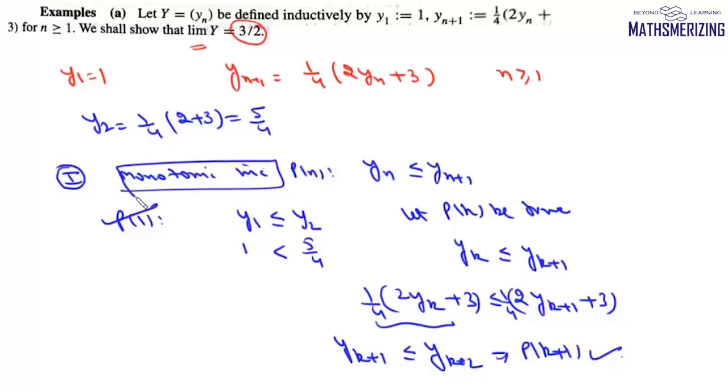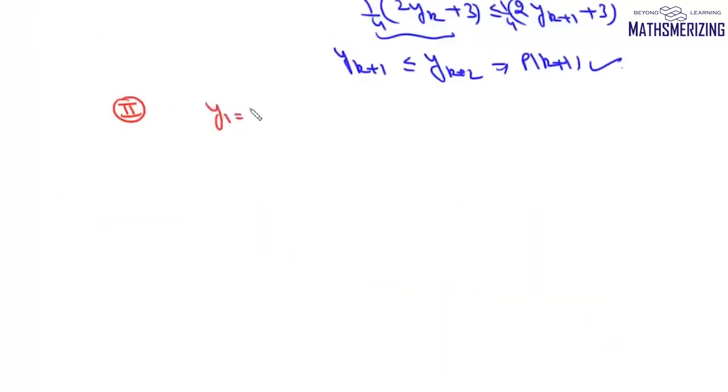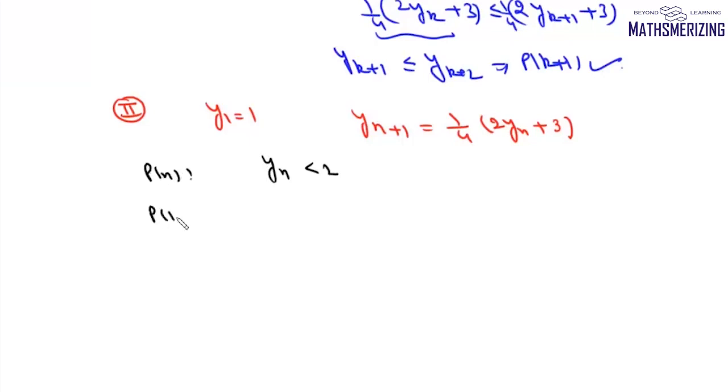Now the second part, we'll prove that the sequence is a bounded sequence. So y1 equals 1 and yn plus 1 equals 1 by 4 of 2yn plus 3. Now for the second part also, we'll make the assertion that yn is less than 2 for all n belongs to N. So that's our assertion pn. Now we'll prove it for n equals 1. For n equals 1, we get y1 is 1, and y1 is less than 2. That means p1 is true.